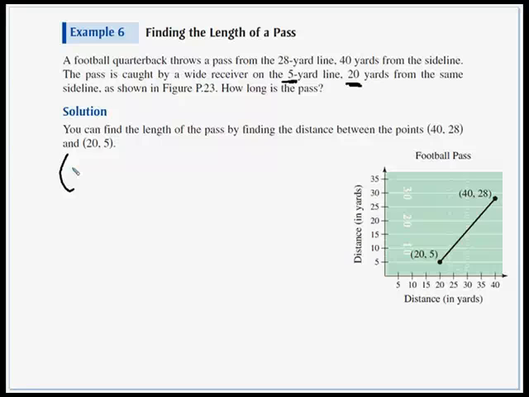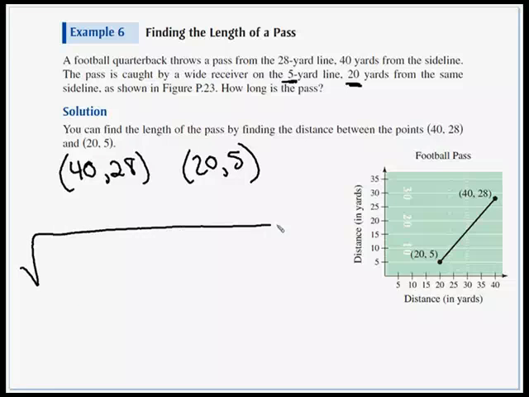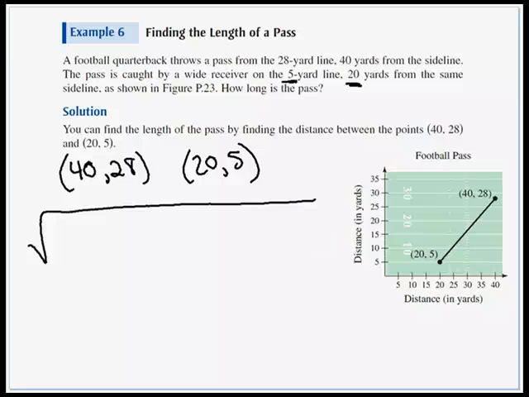So here are our 2 points. I'm just going to write them together right here: 40, 28 and 20, 5. So we want to apply the distance formula. We're going to have our radical, and under the radical, we're going to have our x's subtracted and squared plus our y values subtracted and squared.